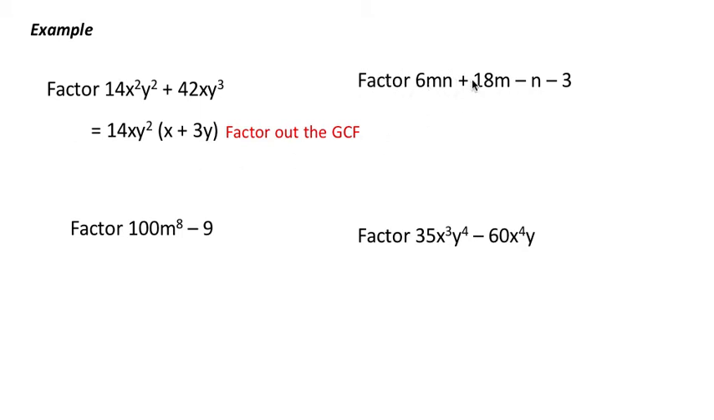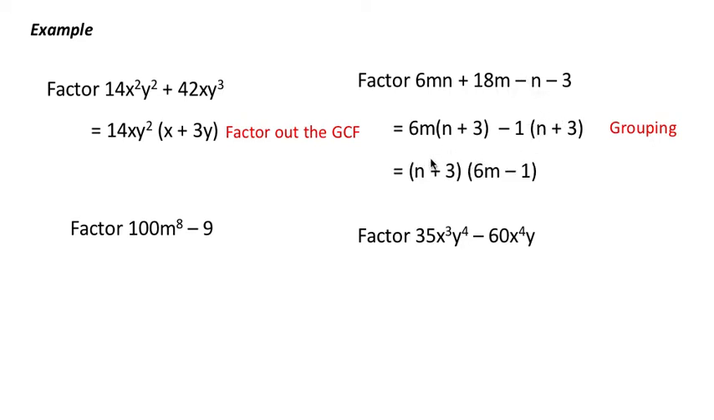Okay. This one, there's no common factors. You can say, oh, 3, 3, 3, but this one doesn't have a 3. So try and group it, these 2 together and these 2 together. And when you do that, look at that. n plus 3 is common to these 2, and n plus 3 is common to these 2. So we can take that out the front. We've factored it.